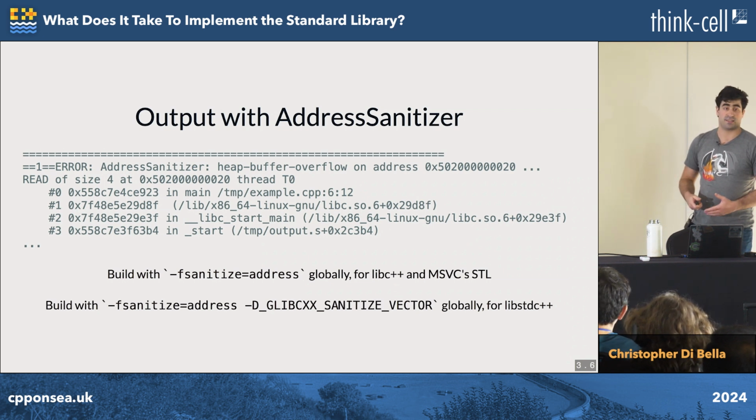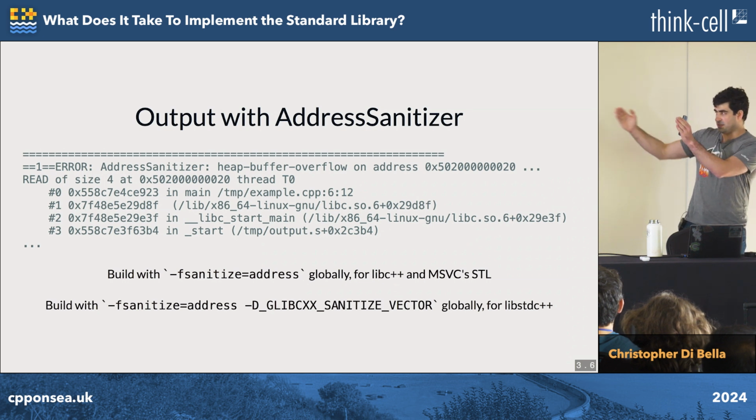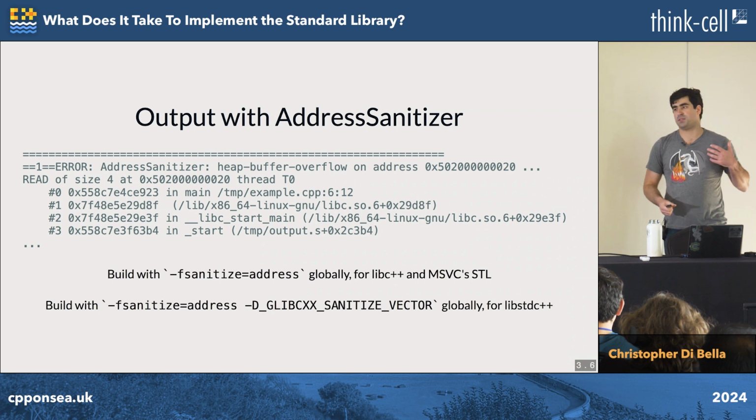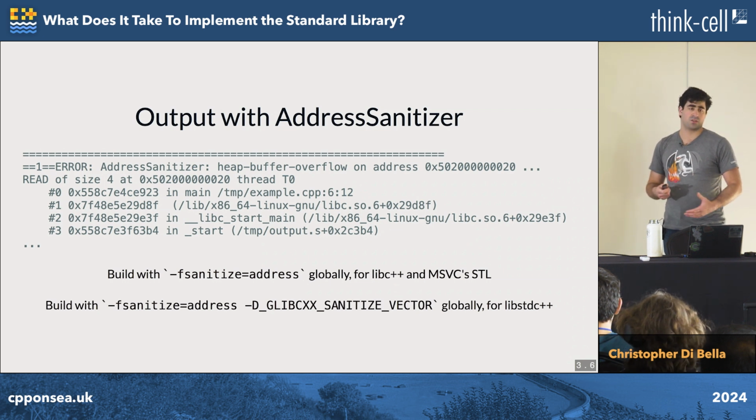You need to teach address sanitizer that this is where the vector stops having valid data, and anything in this section of the buffer is actually not allowed to be accessed. And so there's a fair bit of machinery that goes into implementing vector just to teach it how to talk with address sanitizer, and how address sanitizer can give you a diagnostic like this and then crash your program, so that way you know you're doing an invalid memory access. With libc++ and MSVC's STL, just build with address sanitizer turned on for your entire program, and this will work straight out of the box.